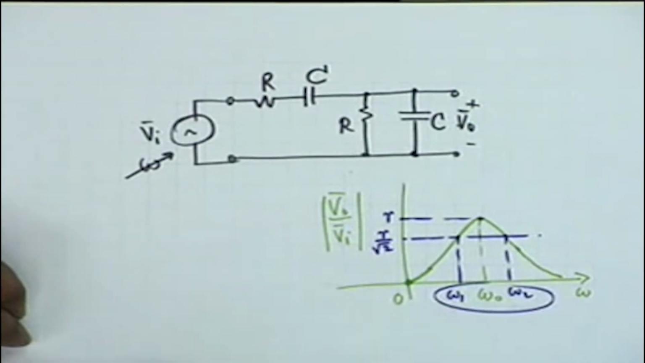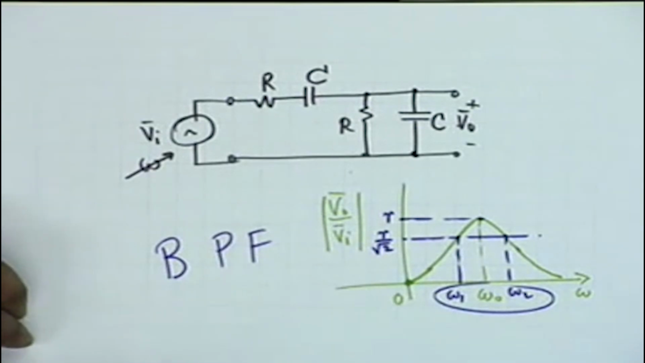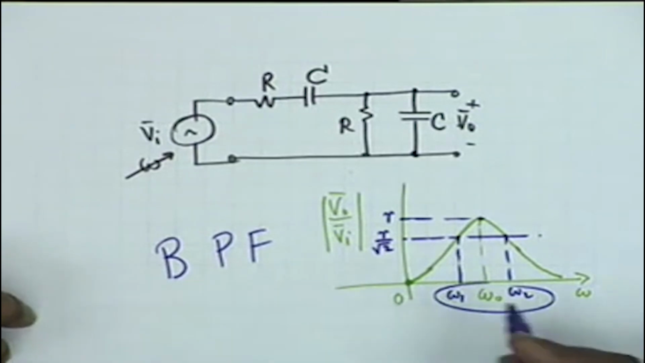This band of frequencies centered around omega 0, between omega 1 and omega 2, we say the filter passes. Therefore it passes a band of frequencies, and it is called a band pass filter, BPF. The qualitative nature of this filter we derived simply by physical reasoning, and it is possible to do so in most cases. Obviously it discriminates against low frequencies, it also discriminates against high frequencies, and it only passes a small band of frequencies.